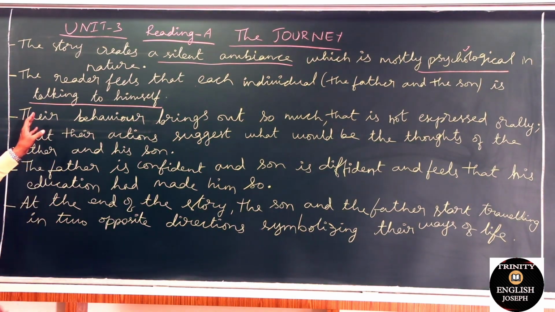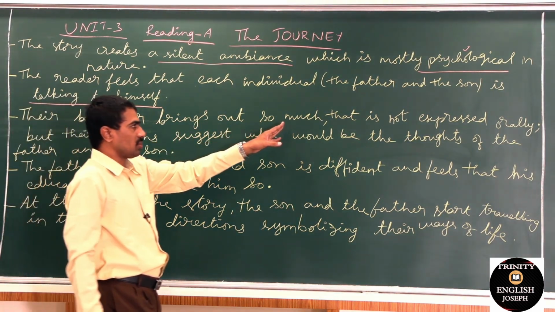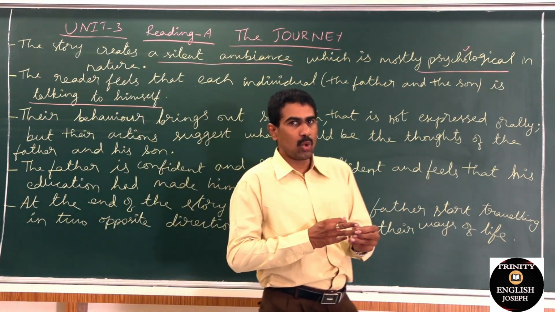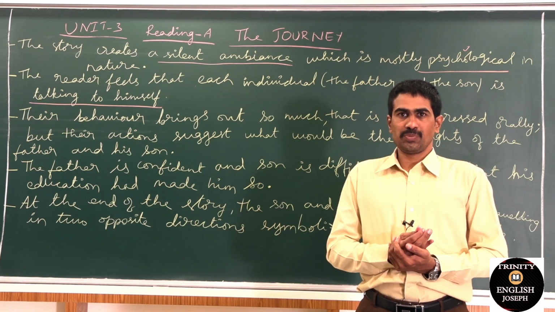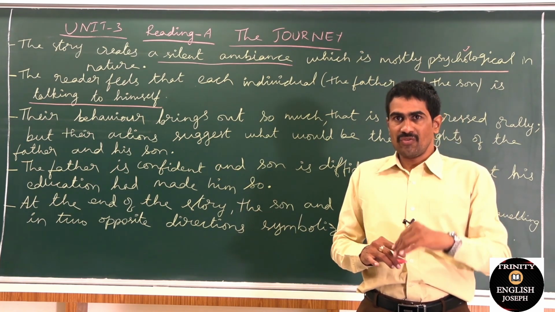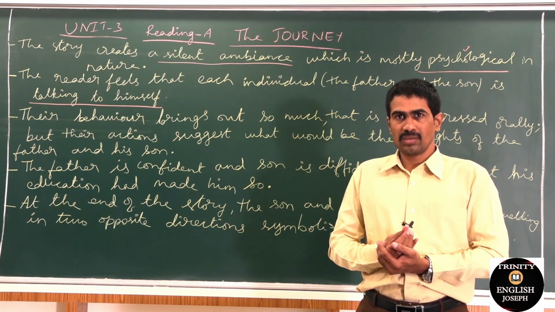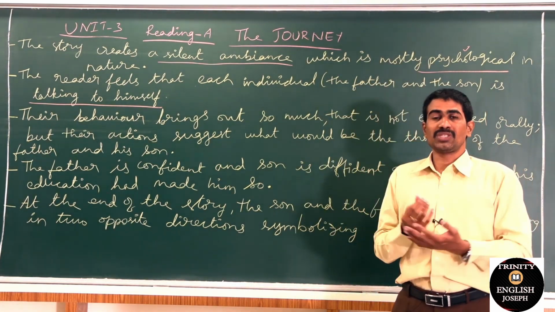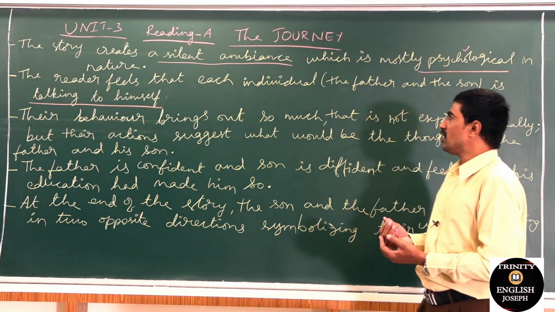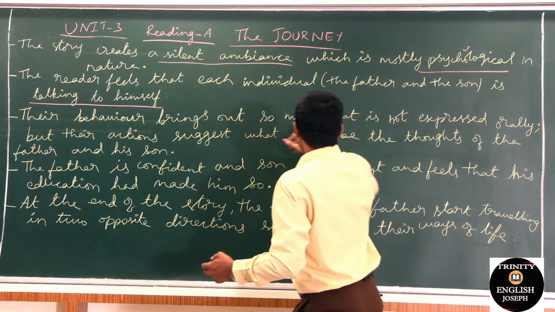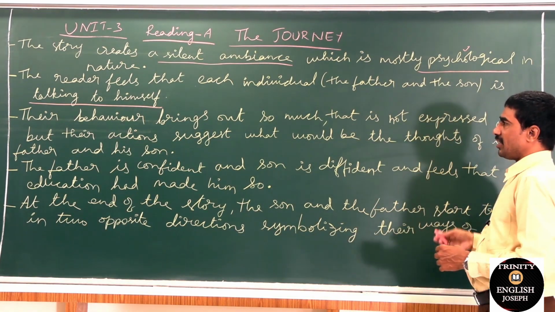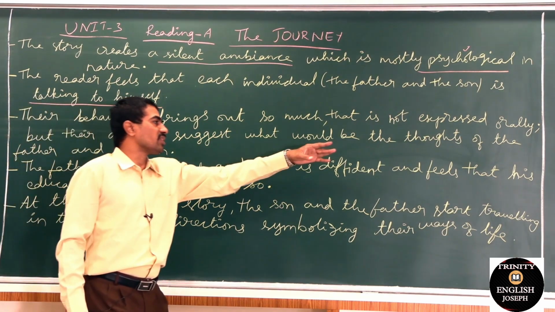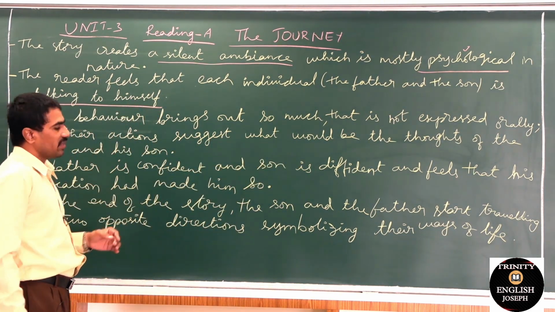Now here their behavior brings out so much that is not expressed orally. Here we have two kinds of communication. One is verbal communication, which we communicate through our speaking, and the other one is non-verbal communication, where we just show signs, symbols and everything. Here, this is not communicated orally, but their actions suggest what would be the thoughts of the father and his son.